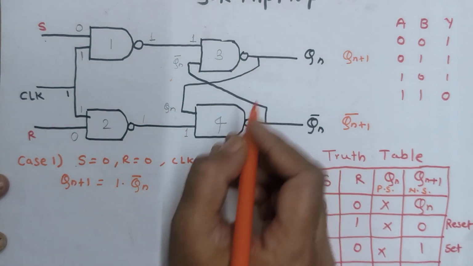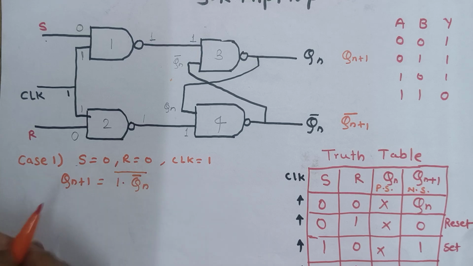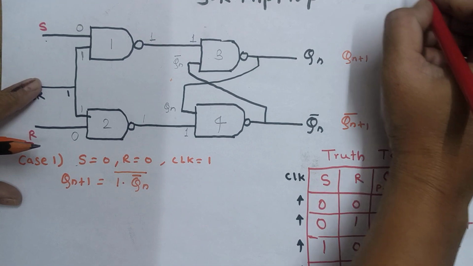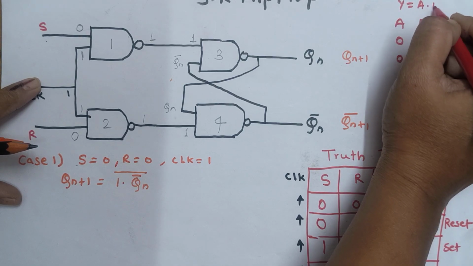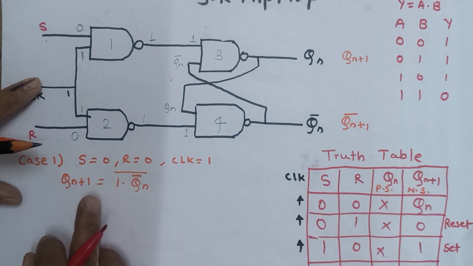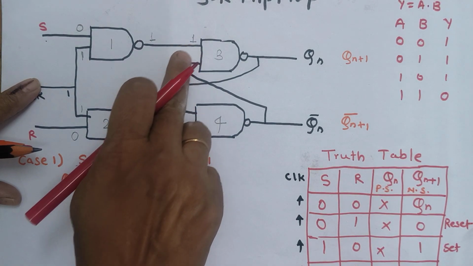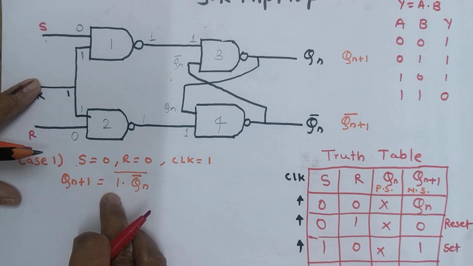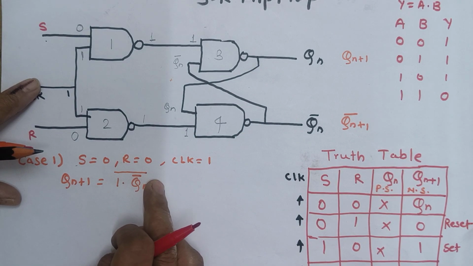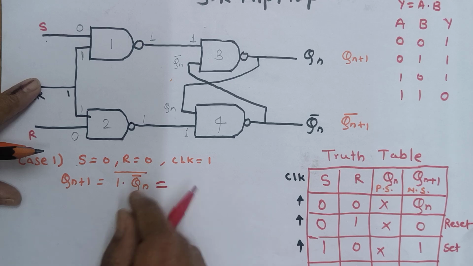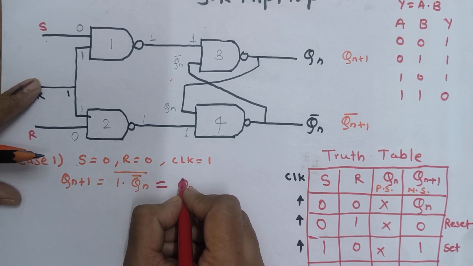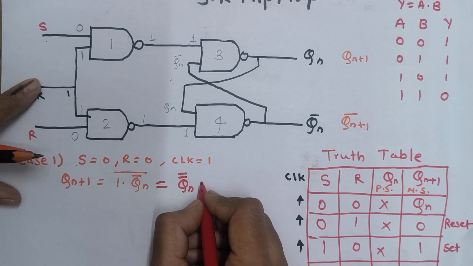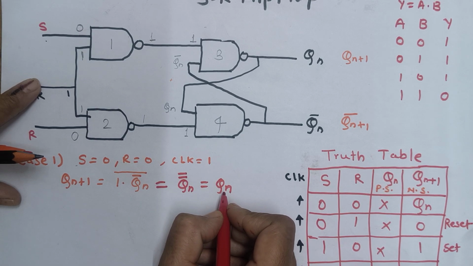bar and that whole bar, because as you know, the equation for the NAND gate, if two inputs are there, is (A into B) whole bar. So A is 1 and B is Qn bar. So the output of the NAND gate will be (1 into Qn bar) whole bar. So this will become 1 into Qn bar, whole bar, so the output will be Qn bar with a double bar. And with the double bar, the output is Qn.